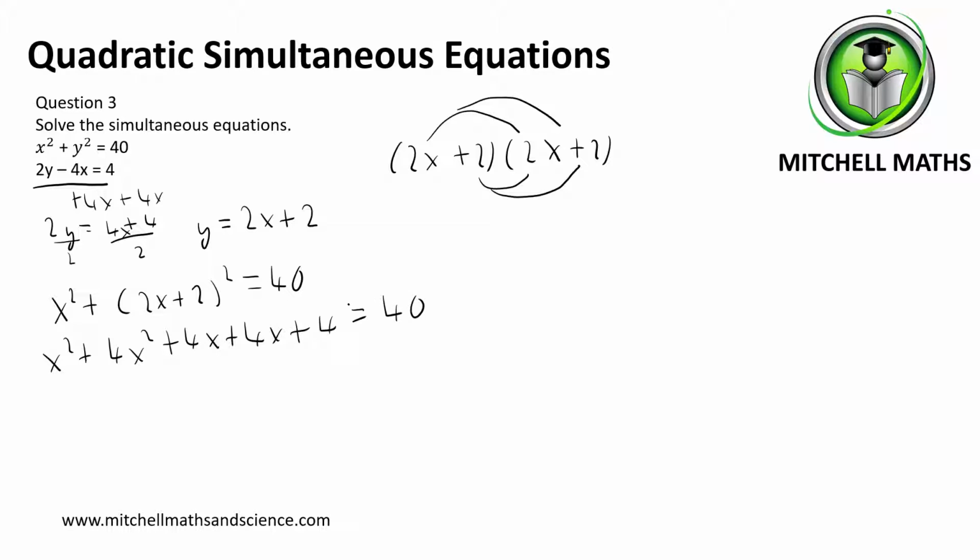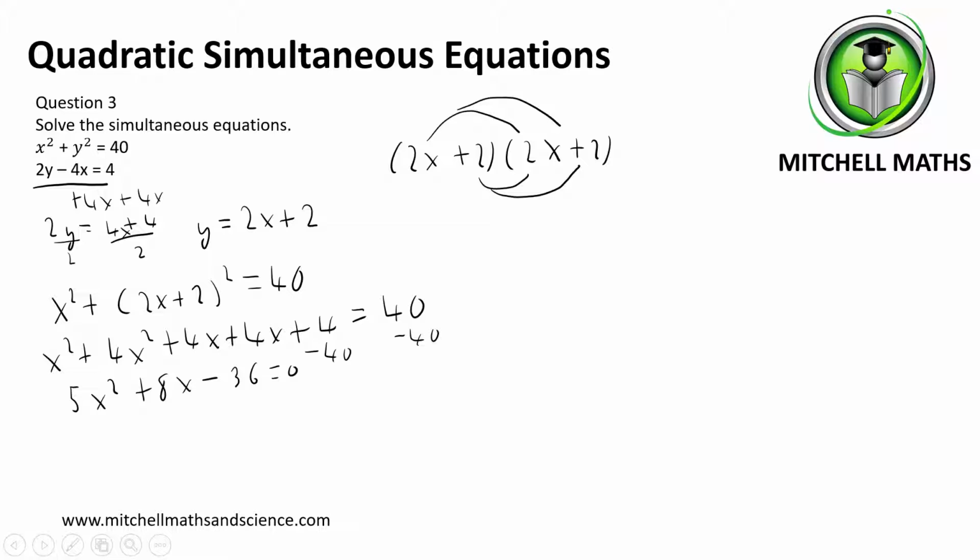And now I'm going to combine the terms. 4x squared plus x squared is 5x squared. 4x plus 4x is 8x. I'm going to take 40 off both sides. 4 take away 40 is minus 36 equals 0.